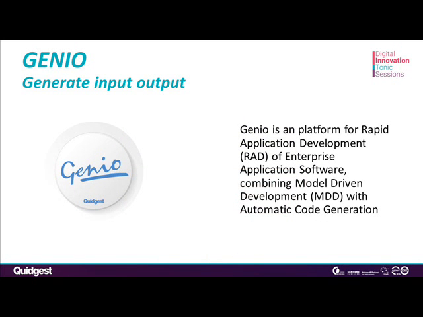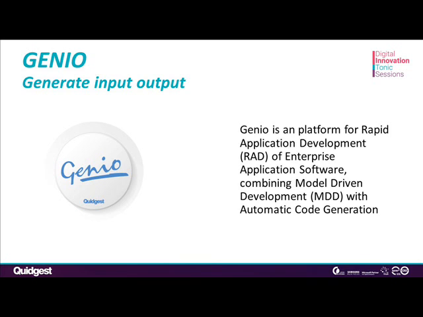Now this is a mouthful, I'll try to read it. Genio is a platform for rapid application development of enterprise application software, combining model-driven development with automatic code generation. It's a big sentence, it has a lot of big words in it. I'll try to explain it better for you.